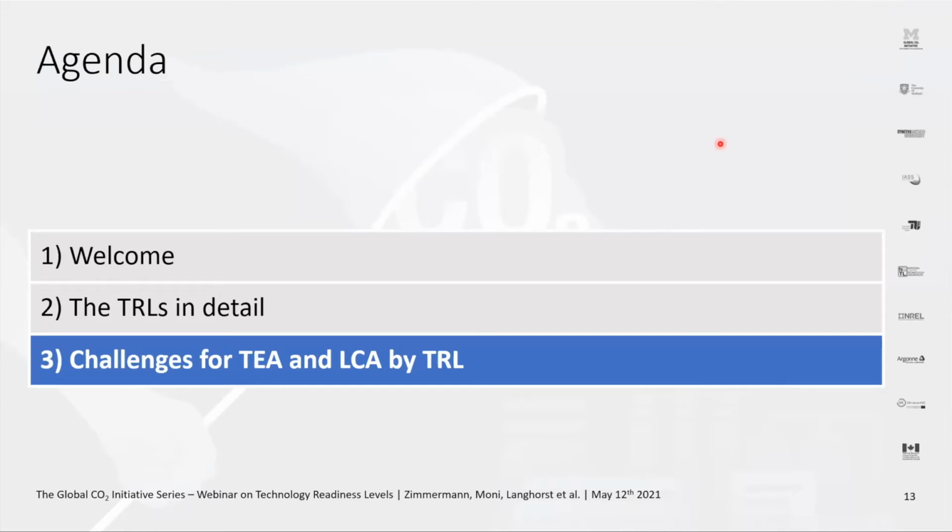Thank you, Arno, and good morning and good afternoon to all. So Arno explained the TRL scale and also how to define it and what questions to ask to evaluate or identify the technology readiness level. I will focus on the challenges that we can face while performing life cycle assessment or techno-economic analysis of emerging technology, and how to relate those to the TRL scale.